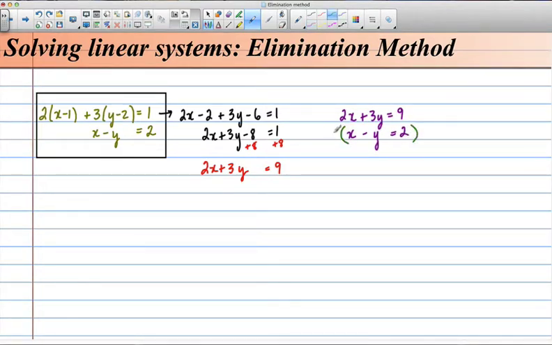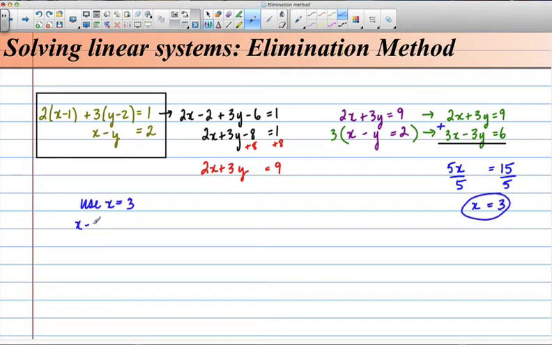We can multiply the second equation by a 3. So we have 2x plus 3y equals 9. 3x minus 3y equals 6. We'll add the 2. 5x equals 15. Divide by 5. X is equal to 3. So 3 minus y equals 2. Y is equal to 1.